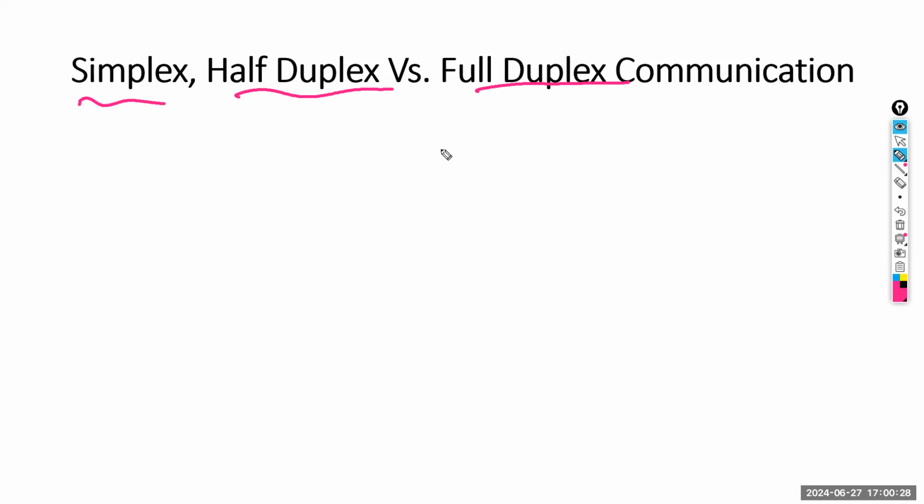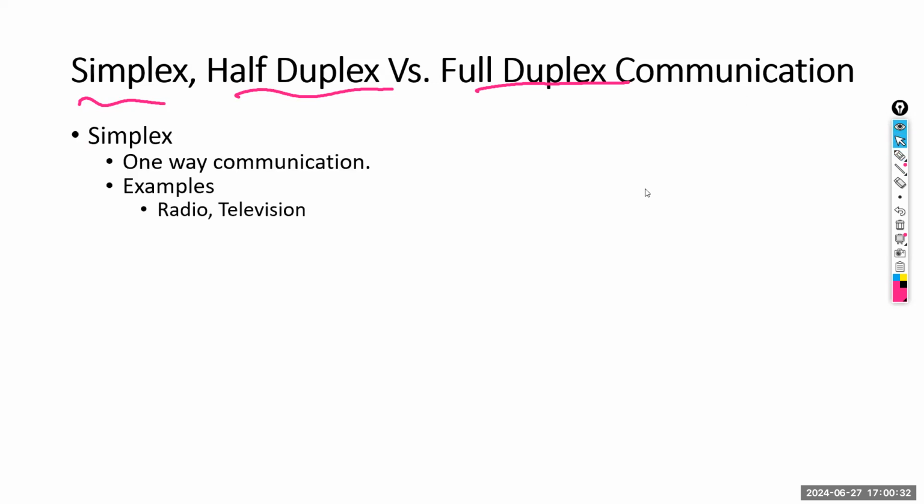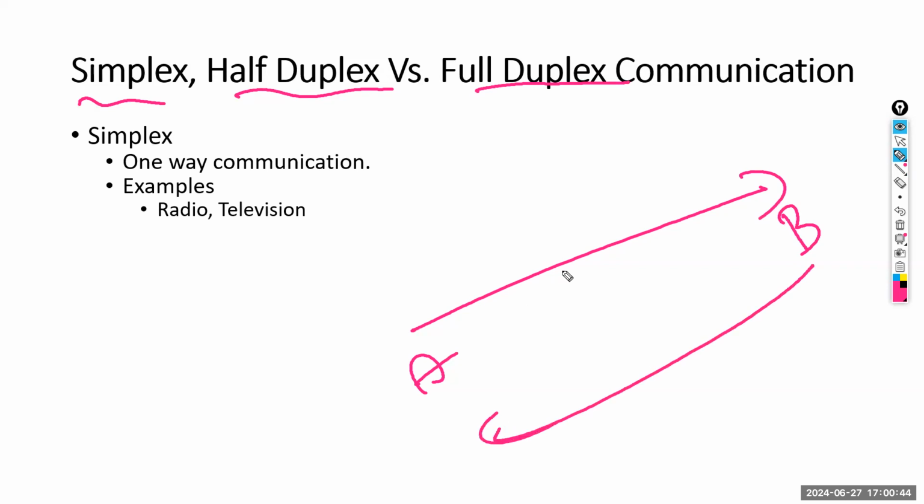Okay. So this is a very simple concept. Simplex means one-way communication. Maybe A can send signals to B, but B can't send signals to A. That facility is not there. So then we say it's simplex communication.